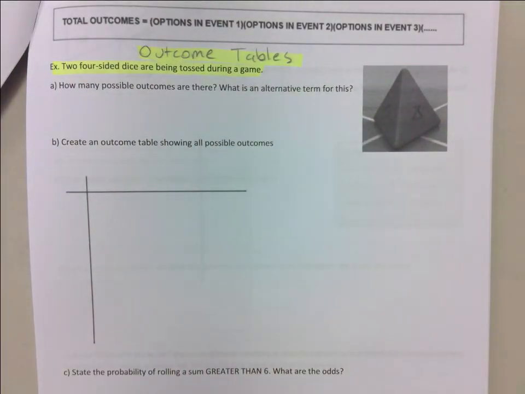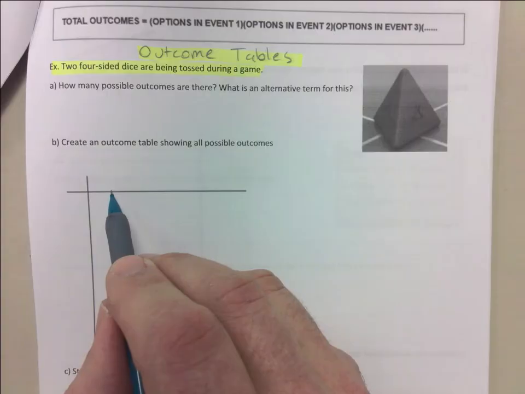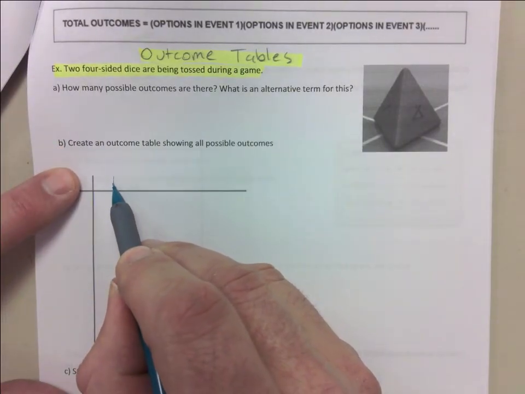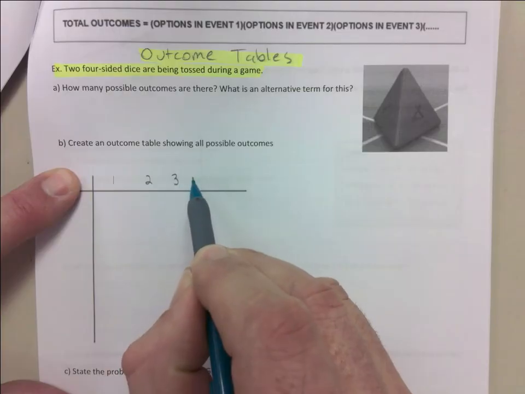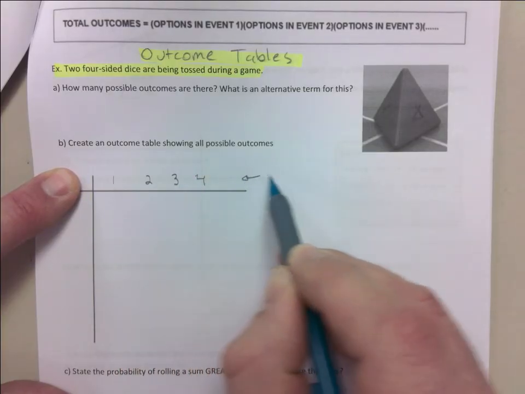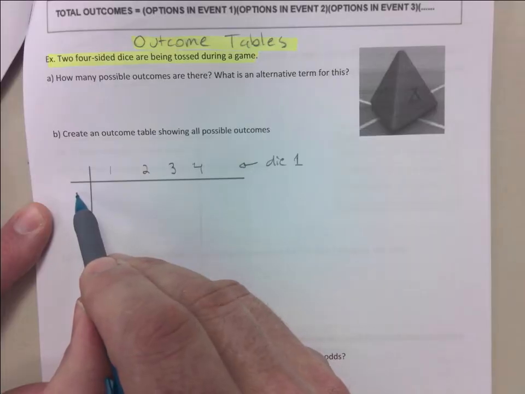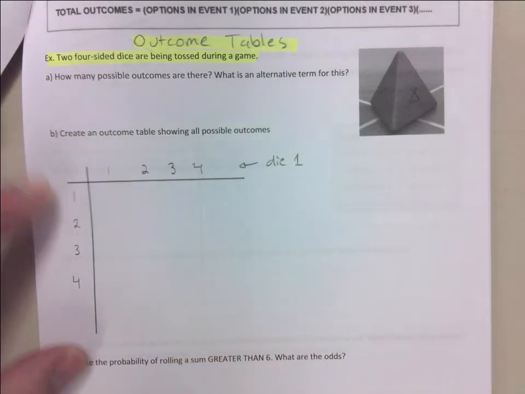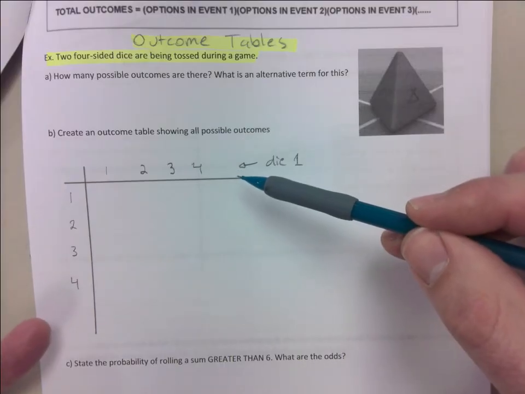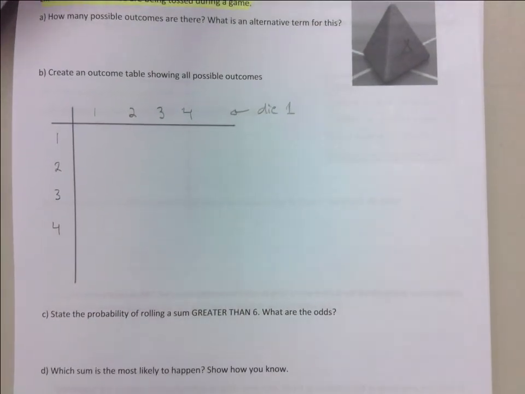It turns out that when you're doing two things at the same time, you need to consider all possible outcomes. One way we do that in math is we say, if one of the dice is 1, 2, 3, 4, this is die number 1. And we do the same thing for die number 2. In this case, they're both four-sided. This can change. You can do two 6-sided, two 12-sided. It doesn't matter. It would still stay the same.